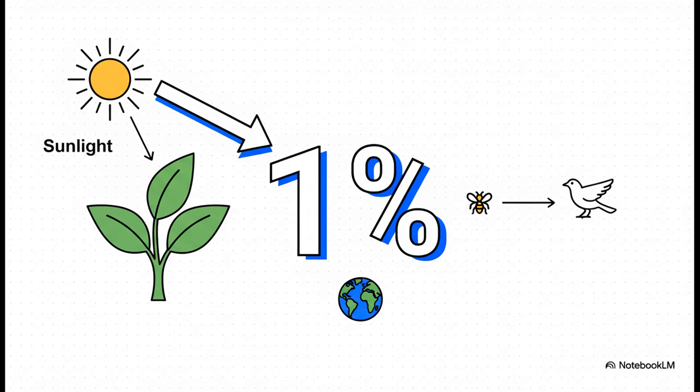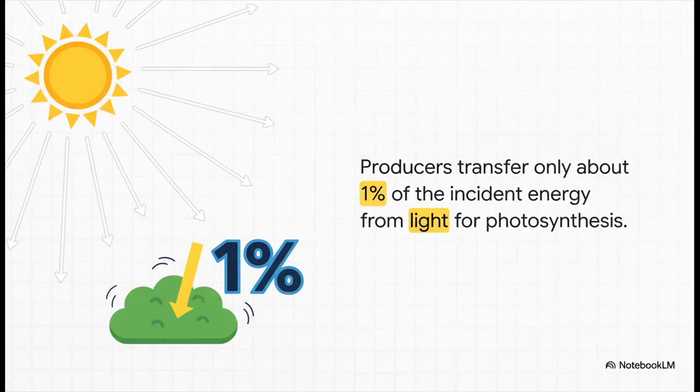How efficient is that first energy transfer, the one that powers the entire system? Well, it all comes from the sun. But even our amazing producers, the plants and algae, are only able to capture and convert about 1% of the light energy that hits them into food through photosynthesis. Just 1%. The entire energy budget for almost all life on Earth kicks off with this tiny initial transfer.